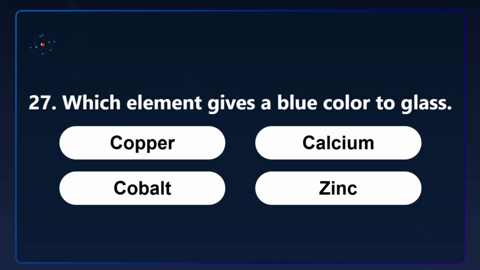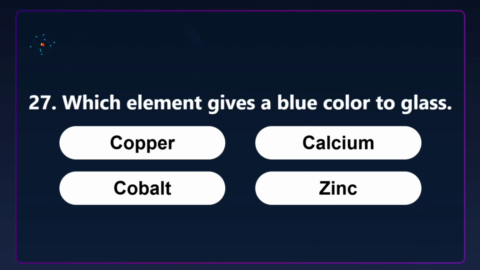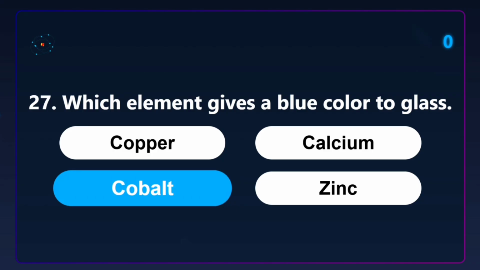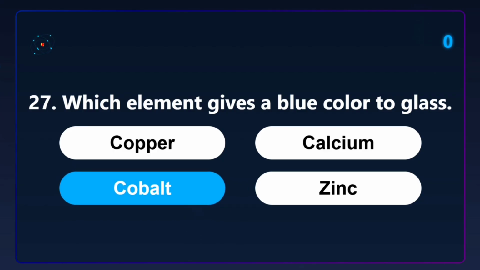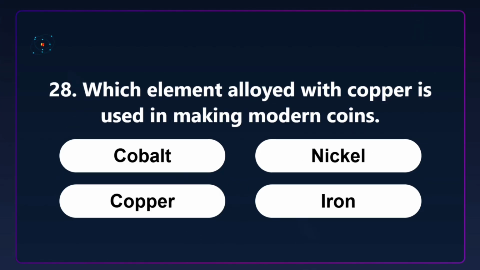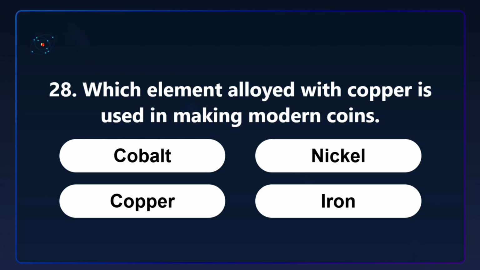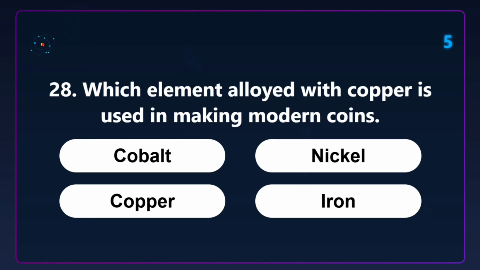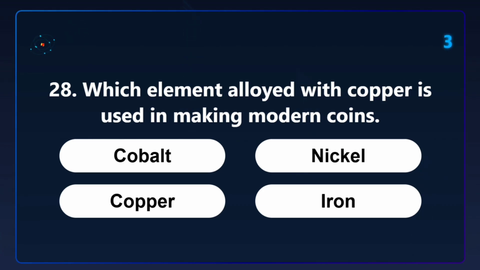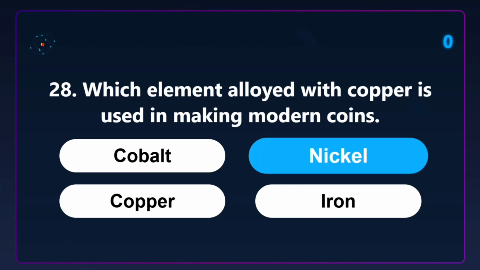Question 27. Which element gives a blue color to glass? The answer is cobalt. Question 28. Which element alloyed with copper is used in making modern coin? The answer is nickel.